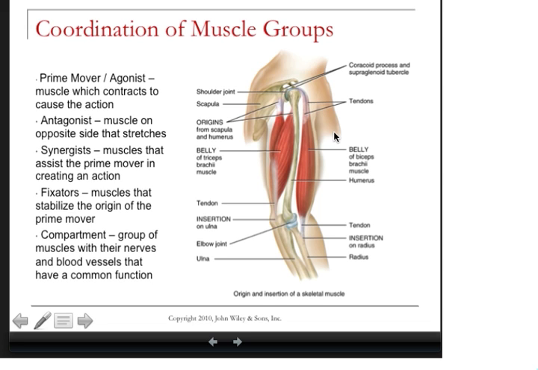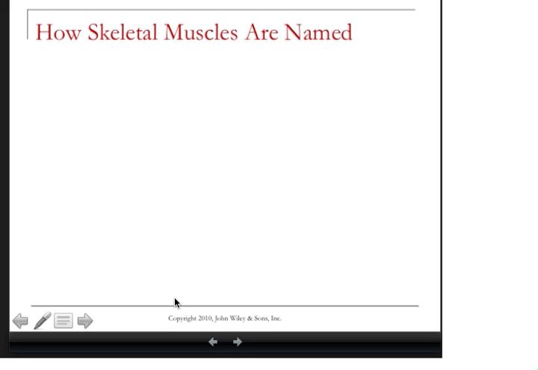Okay, a compartment is a group of muscles with their nerves and blood vessels that have a common function. How do we name these muscles? It might seem a little confusing at first, but one of the things that we do to name muscle is to look at its direction. Basically, when we're talking about direction of fibers.